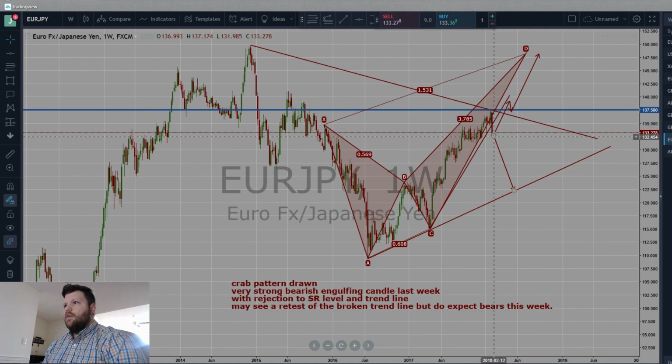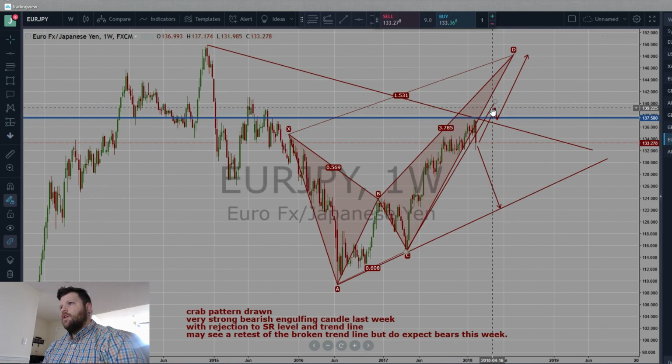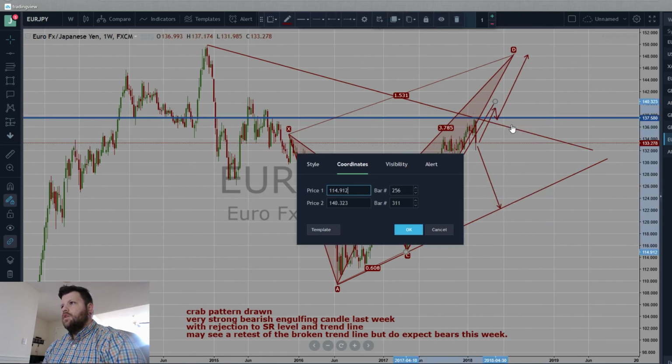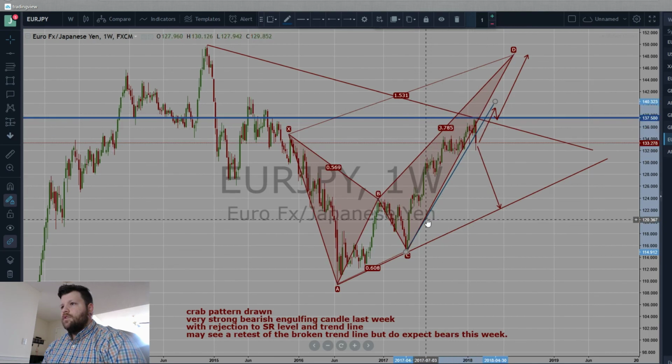And we do have a very strong bearish engulfing candle from last week that did break this upward trend line. That might be a little bit difficult to see. Let's change the color of this really quickly so you can see it better. So there's the trend line that I was referring to. It did break that trend line. We should be looking for a retest and then a continuation down this week.